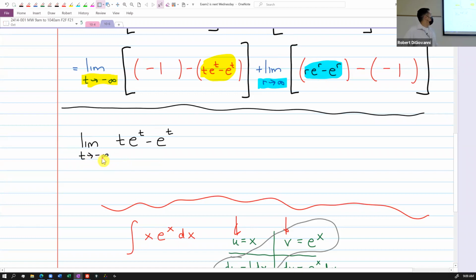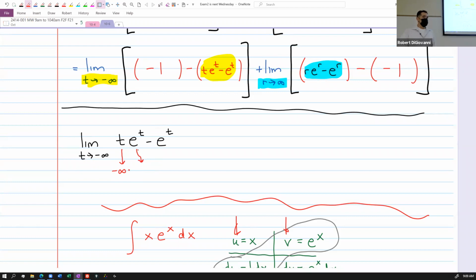t is getting really big and negative, right? So where does this head to? Where does t go if t is going to negative infinity? Negative infinity, right? That's headed to negative infinity. Times, now careful here, where is that going? Where's e to the t going if you're heading to negative infinity?